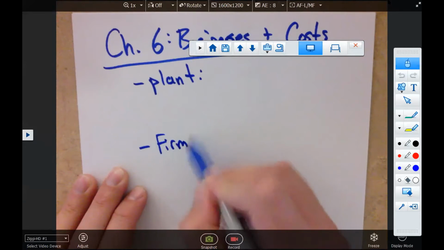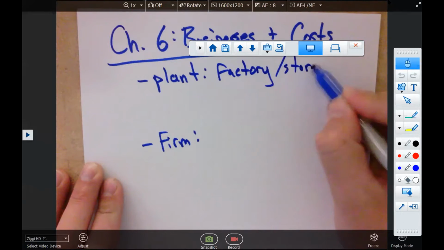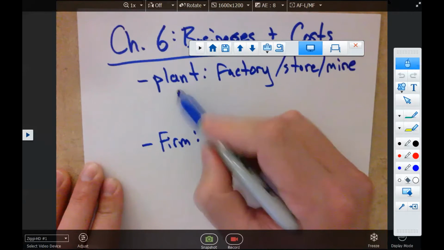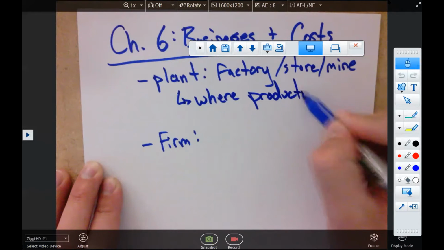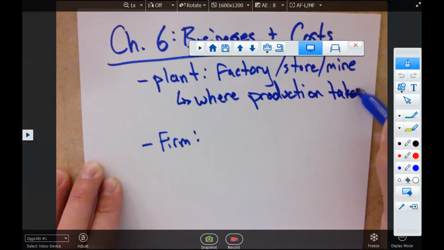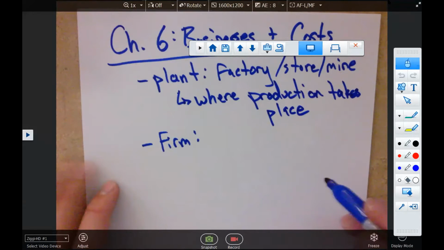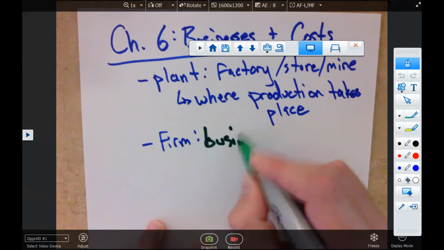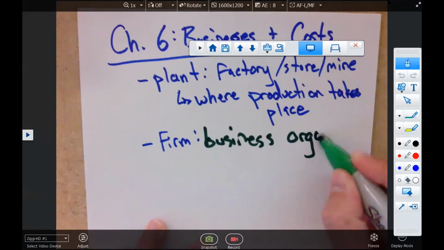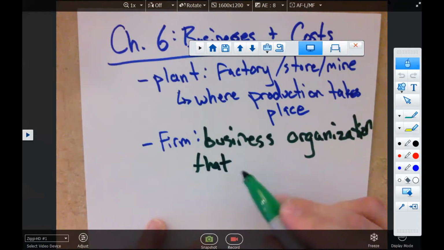A plant is a factory, store or mine, but with multiple functions. It's where production takes place. What's a firm? A business organization that owns one or more plants.